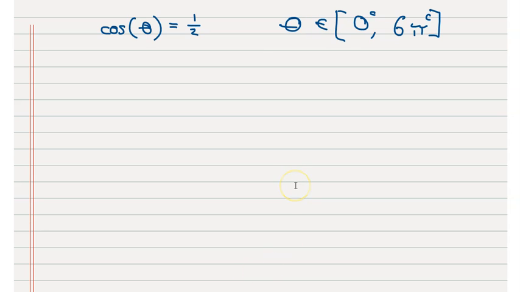In this video, we're going to have a look at how we can solve cosine of theta equals half. So figure out all of the values of theta over a range of 0 radians to 6 pi radians. And we're trying to do it in the fastest way possible in this example.